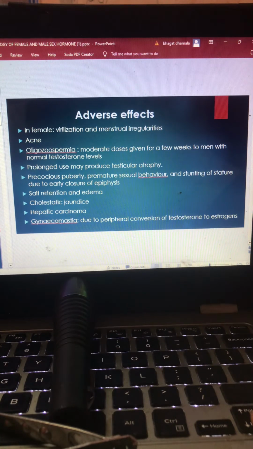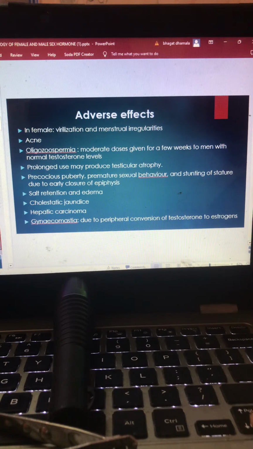Now talking about the adverse effects: in females it can cause virilization and menstrual irregularities. It can also cause acne and oligospermia. Prolonged use may also cause testicular atrophy. It can also cause precocious puberty, premature sexual behavior, and stunting of stature due to early closure of the epiphysis. It can cause salt retention and edema, cholestatic jaundice, hepatic carcinoma, and gynecomastia due to the peripheral conversion of testosterone to estrogen.